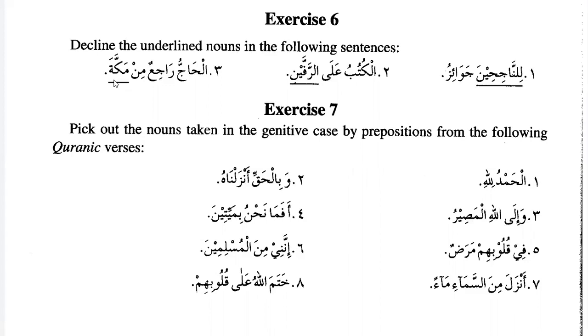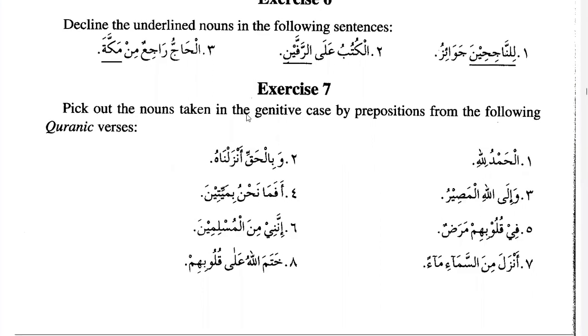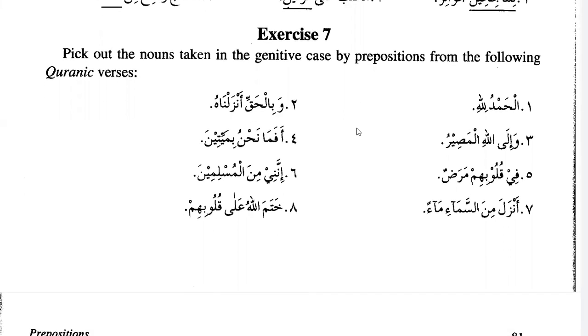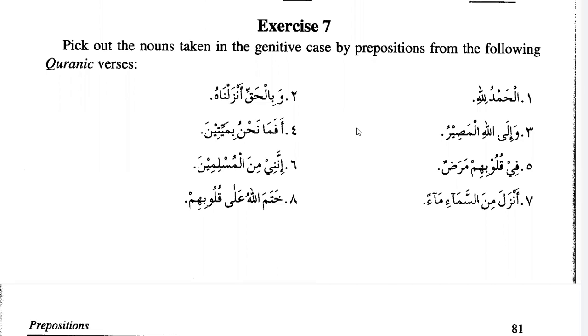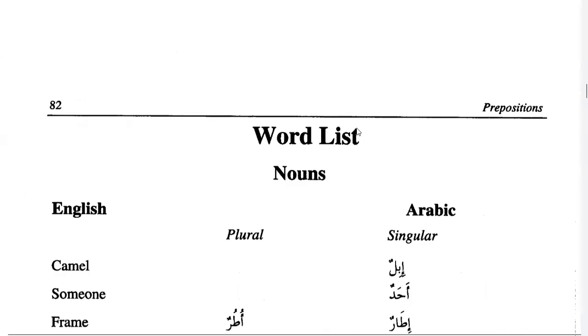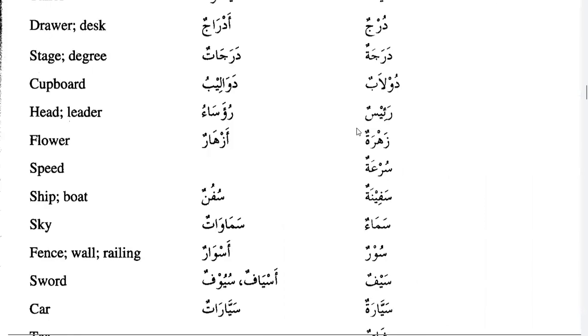Pick out a noun taken in the genitive by the preposition in the following ones. You need to tell the majroor word, okay? So what is the majroor in the first one? Just underline it. Lillahi. Next. Bilhaqi. Ilallahi. Next. Bi-mayyadu. Fi qulubihim.